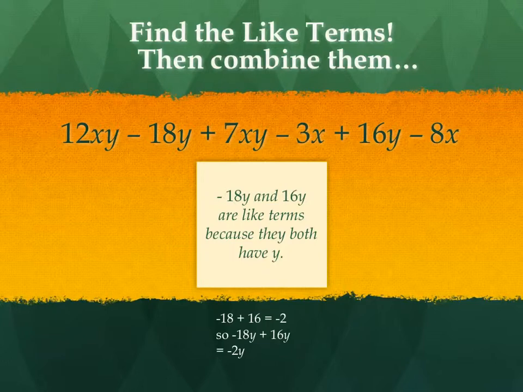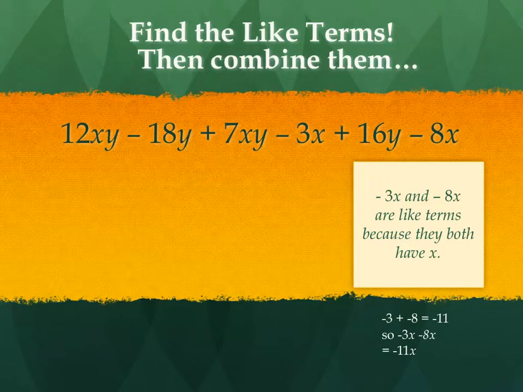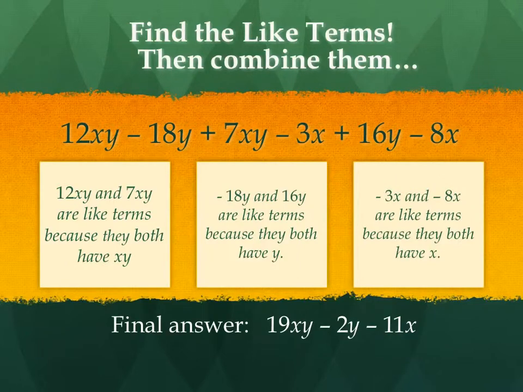The next term that we haven't grouped with anything else is -3x. We have a -8x with the same variable, so these are like terms and can be combined together. Adding two negatives together, -3x and -8x, combines the negatives to be -11x. So the final answer is 19xy minus 2y minus 11x.